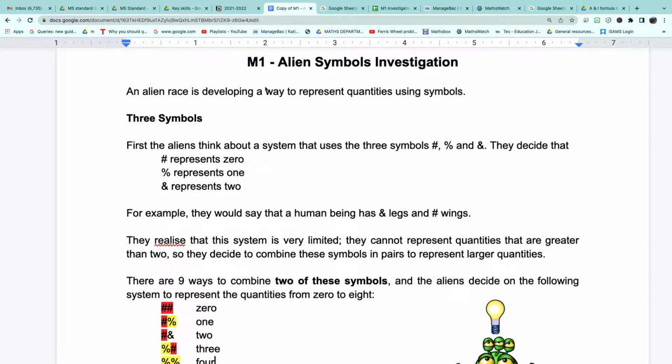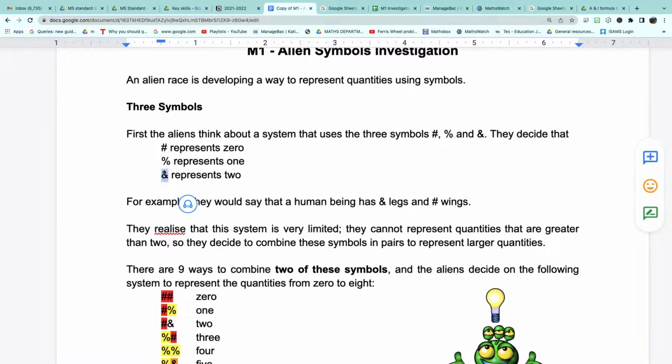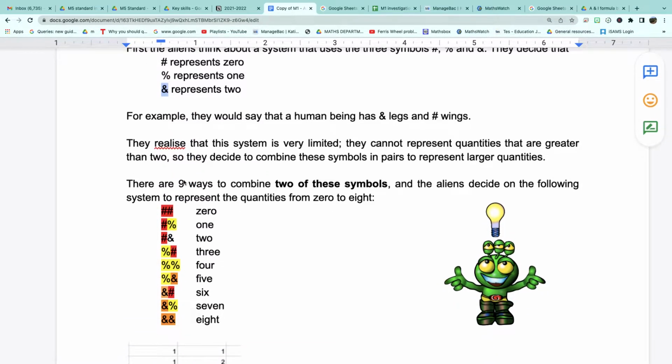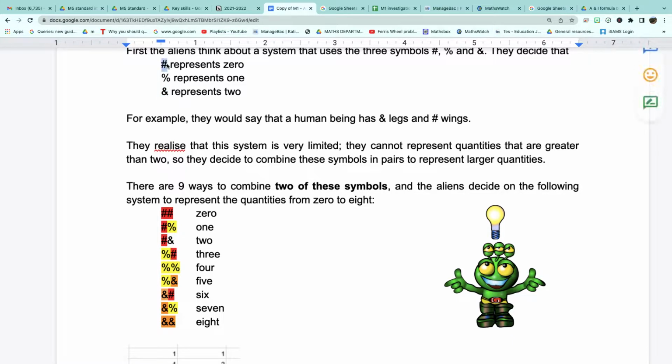Of the year. This investigation is about alien symbols. So we've got 3 symbols that aliens want to use. We've got a hashtag, a percentage, and an and symbol. It doesn't really matter what symbols we're using. And the idea is they're going to combine or rearrange these symbols in all the ways possible to create a number system. So what we're going to do is we're going to start with the hashtag first.